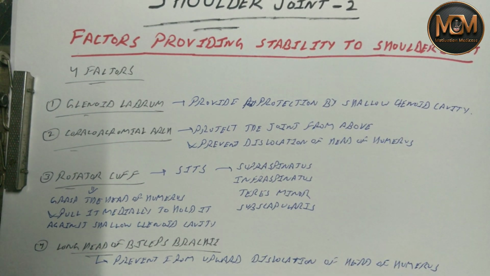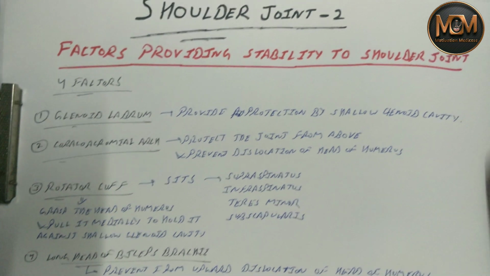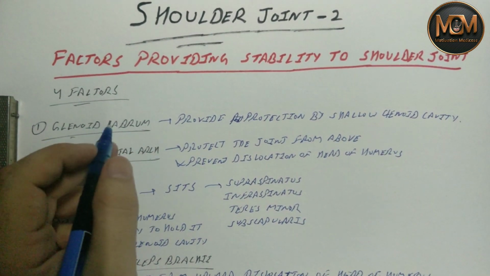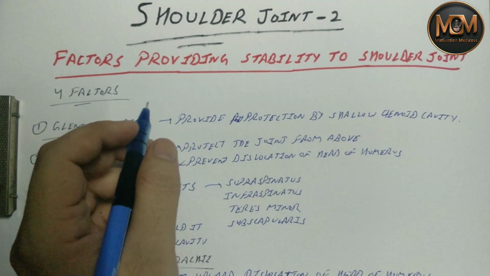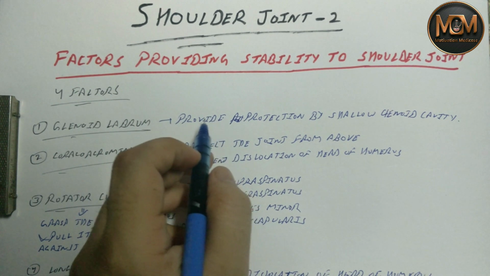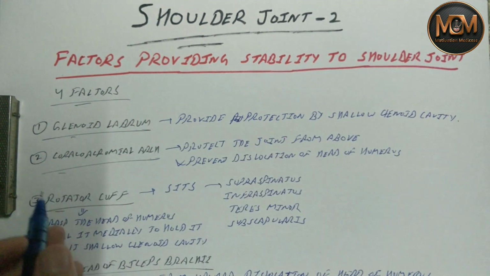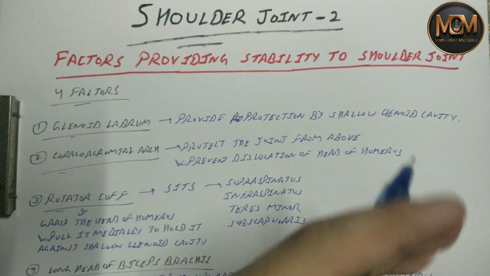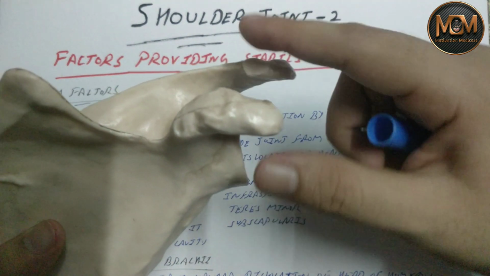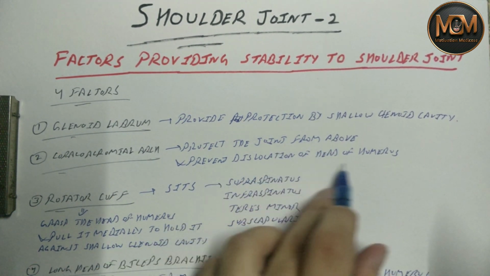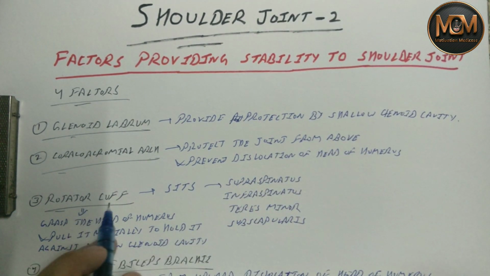So these four are the factors providing stability to the shoulder joint. The first one is the glenoid labrum. This is a fibrocartilage structure which deepens the shallow glenoid cavity and provides protection. The second one is the coracoacromial arch. This is present above in this region, protecting the joint from above and preventing dislocation of the head of humerus.